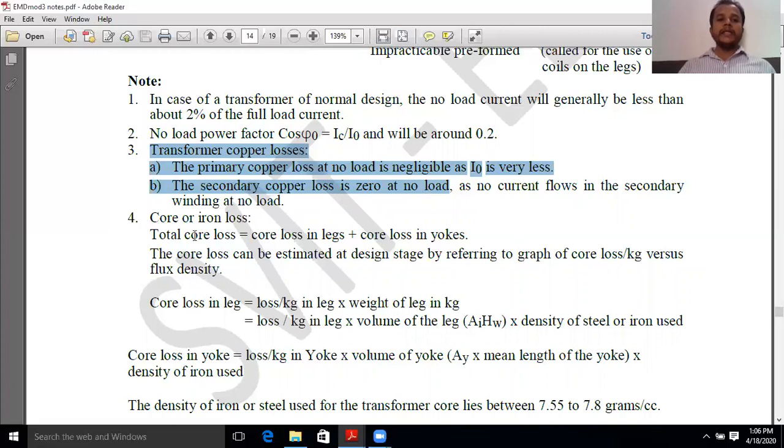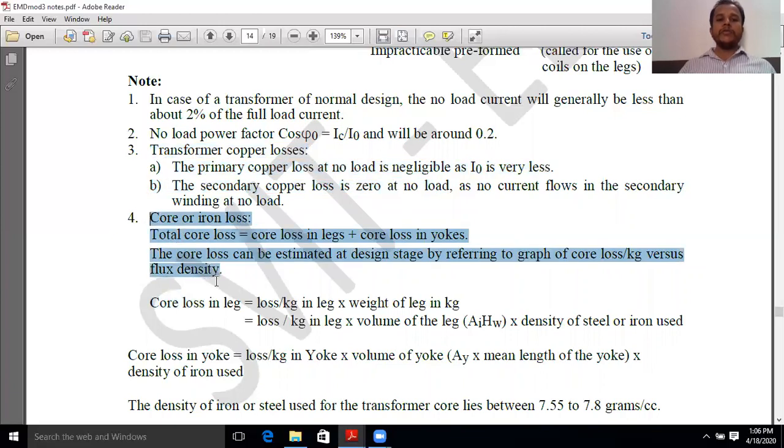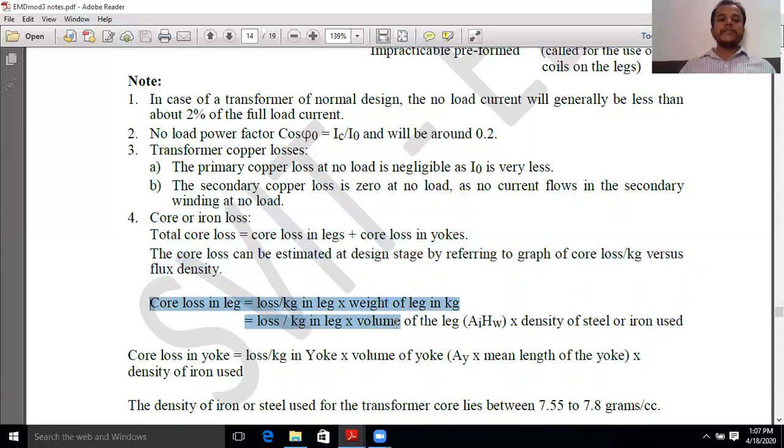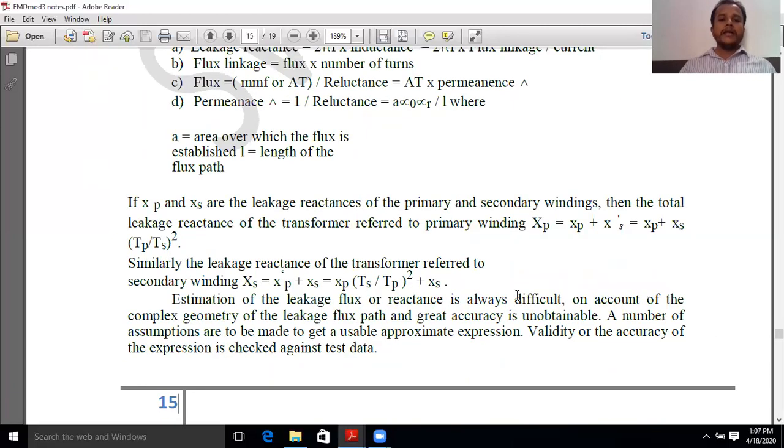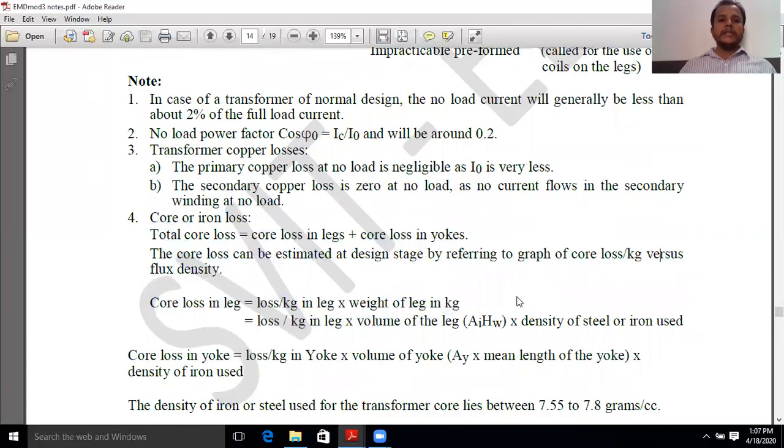And finally there is the core or iron loss. The total core loss is equal to core loss in legs plus core loss in yokes. The core loss can be estimated at the design stage by referring to the graph of core loss per kg versus flux density. So this is the core loss in the leg. So this is regarding the no load current of a transformer.